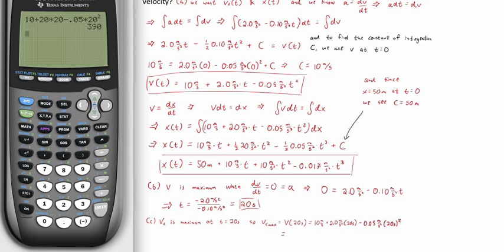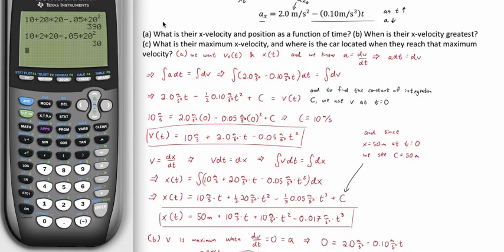Perhaps I read the other one wrong. Okay, so 10 plus 20 times 20. That all looks good. Minus, okay. Okay, so the reason my number didn't make sense is I had 20 times 20, but it's 2 times 20. So I'll fix that right here. Okay, so sure enough, 30 meters per second is our maximum velocity.